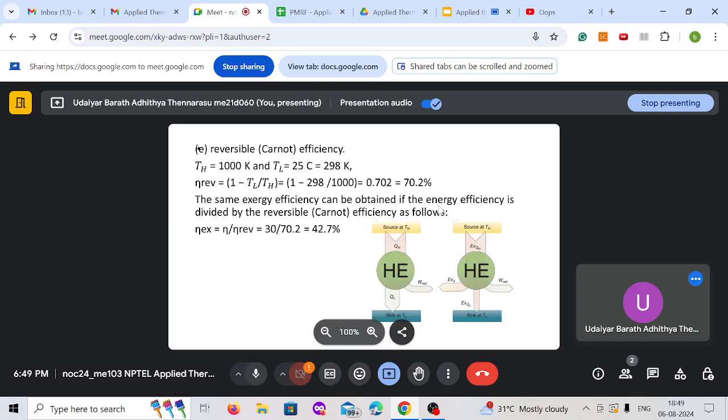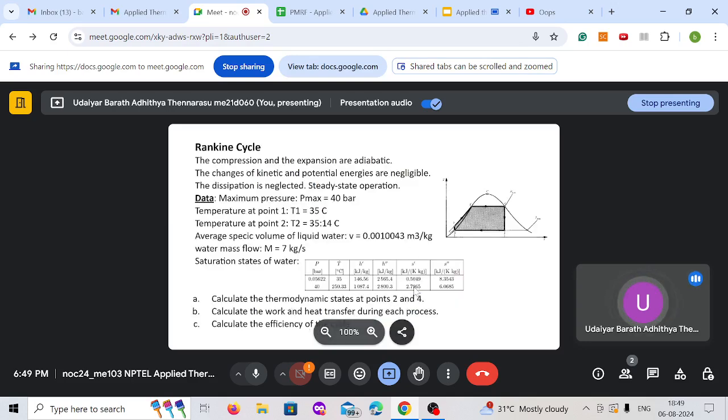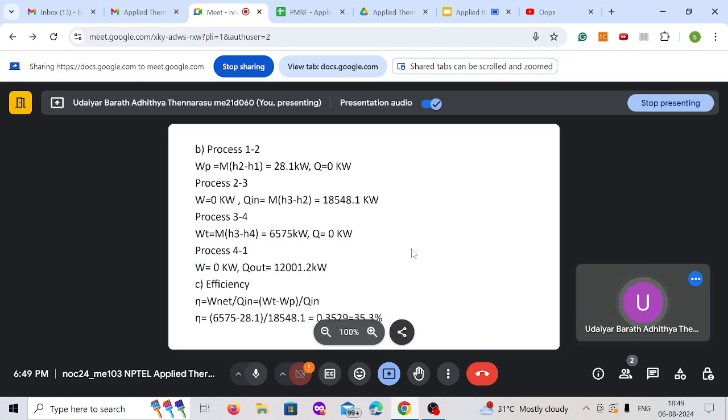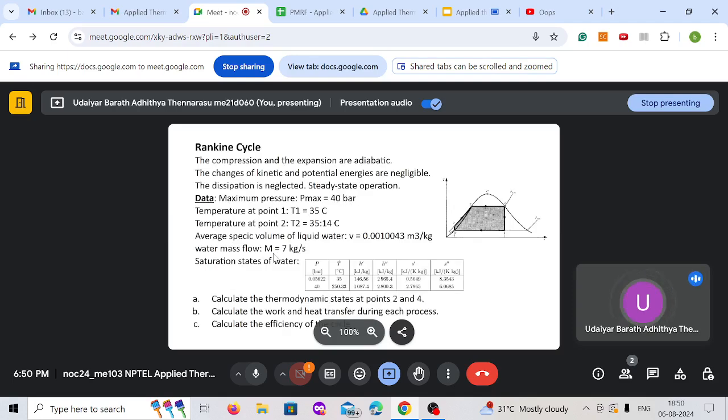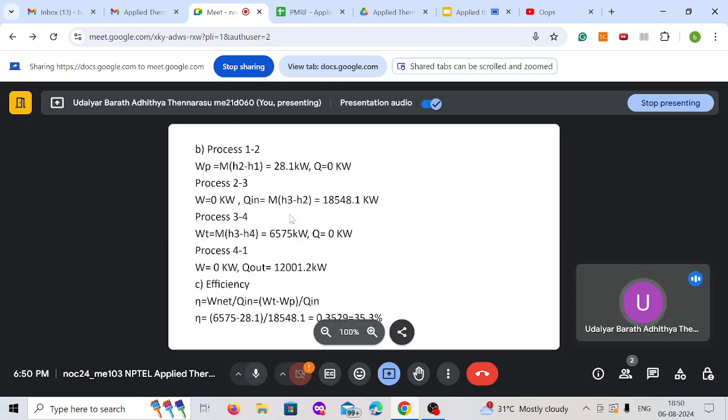So now the second question is, we have found out points 2 and 4. Now we have to find out the work and heat interaction which is happening during each of the processes. So we'll go through each process one by one. Process 1-2 is a compression process, so it's the pump work, m into delta H. Delta H we have already calculated, is 4.017, into mass flow rate, which is given as 7 kg per second. So it will come out to be 28.1 kilowatt, because we are assuming it to be a reversible adiabatic process, so your heat interaction Q will be 0.